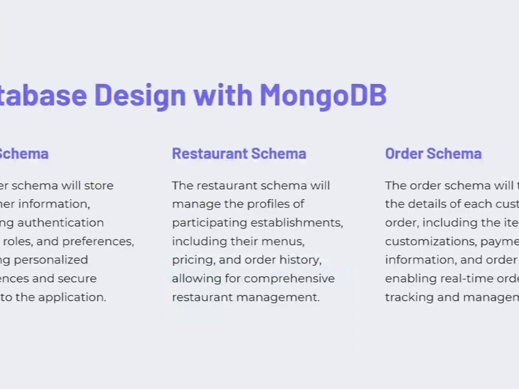Now we will see the database design with MongoDB. We have created three schemas: first the user schema, second the restaurant schema, then third the order schema. The user schema stores the customer information. The restaurant schema manages the restaurant profiles and menus. The order schema tracks each customer's order details, enabling real-time order tracking and management.